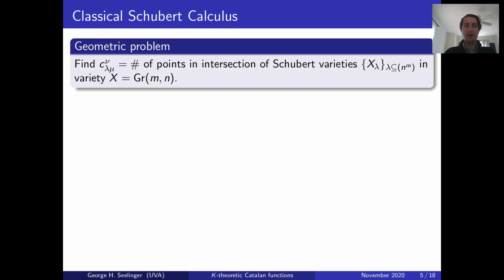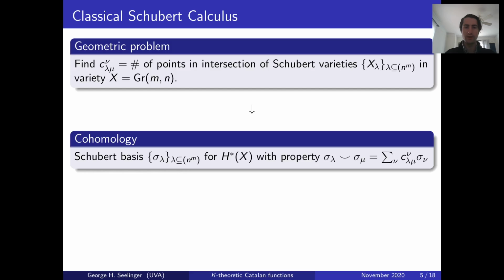So let's look at the most classical problem for Schubert calculus. The setting here is the Grassmannian, and here there are these well-known Schubert varieties that are indexed by partitions lying inside a rectangle. And we're interested in finding the number of points in the intersection of these Schubert varieties. In this case, there's the Schubert basis, which are the cohomology classes representing these Schubert varieties, and the cup product structure does indeed correspond to the number of points in these intersections.